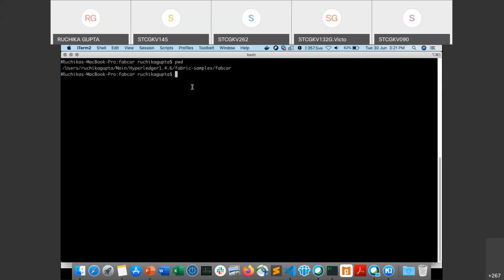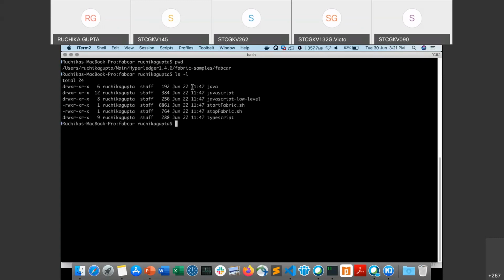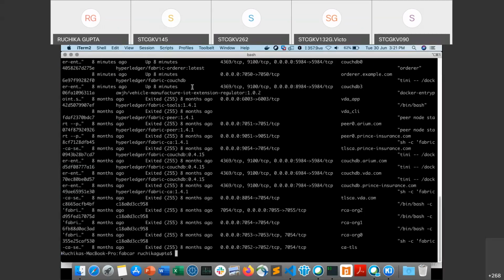You can go to FabCar, and before that, I think since it's a Unix thing, Docker is already running. So you just need to do a .start, and your network is going to come up. And then you can do a docker ps -a to see all the Docker containers that have been created.